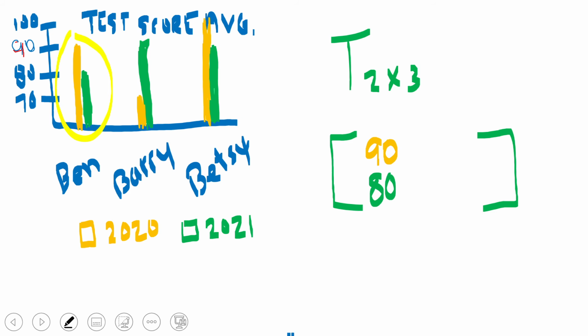And then Barry got a 70 average, and then the next year he got an 80 average. Oh, 90 average. Studied really hard, improved his scores. And then Betsy got a 100 average for the first year, the 2020. And then she had a 90 average.